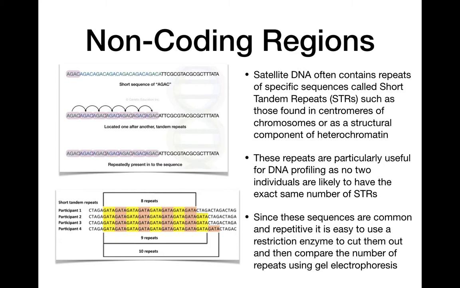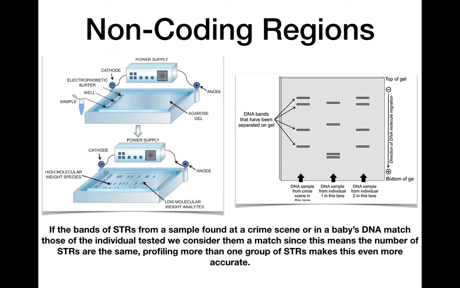Okay, so they're common and repetitive. We can use a certain restriction enzyme to cut them. Remember, restriction enzymes are enzymes that cut the DNA or RNA at a specific sequence. And then compare the number of repeats using gel electrophoresis. So here we go. Here's how this would work.